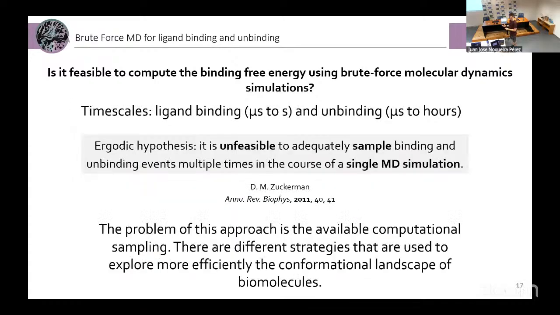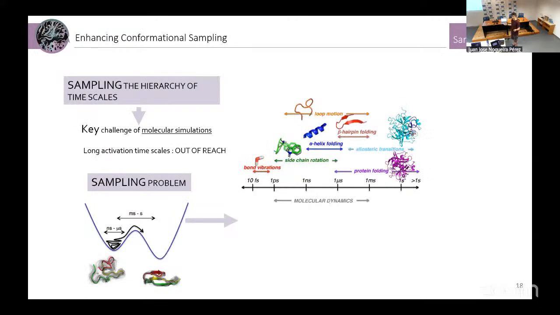Okay, so here we have a problem. The problem is the ergodic hypothesis that you probably mentioned yesterday. The idea is that it's unfeasible to sample all the possible events that are going to occur in a single MD simulation. So theoretically, we can obtain good probabilities from MD simulations, but practically we are limited by the computational cost of these simulations. This means that we cannot use conventional MD simulations to estimate good free energies, but there are other options.